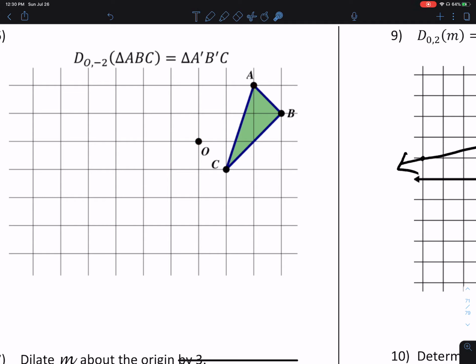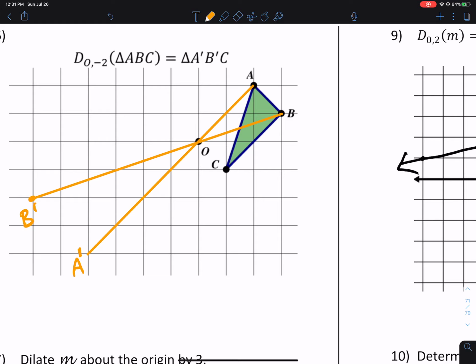So the distance that A is from O is down 2 and to the left 2. If we double that, it's going to put us all the way down here, A prime. B is down 1, left 3. If we double that, down 1, left 3, down 1, left 3, it's going to put us all the way over here.